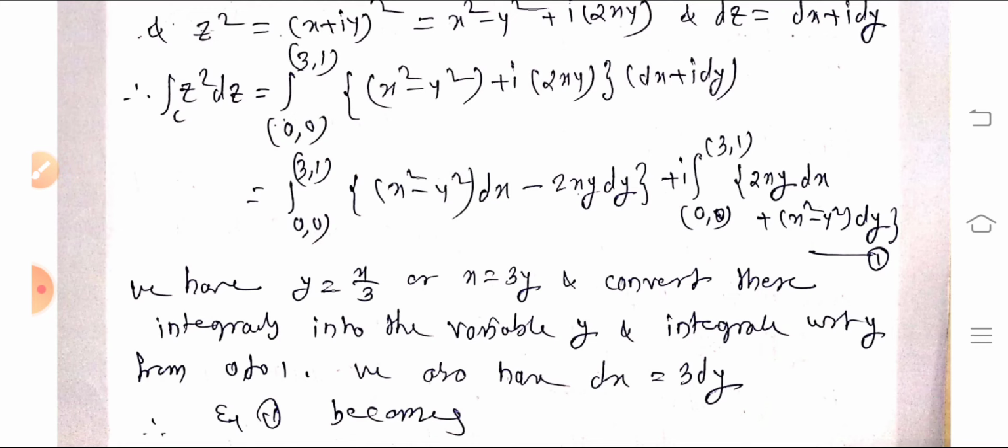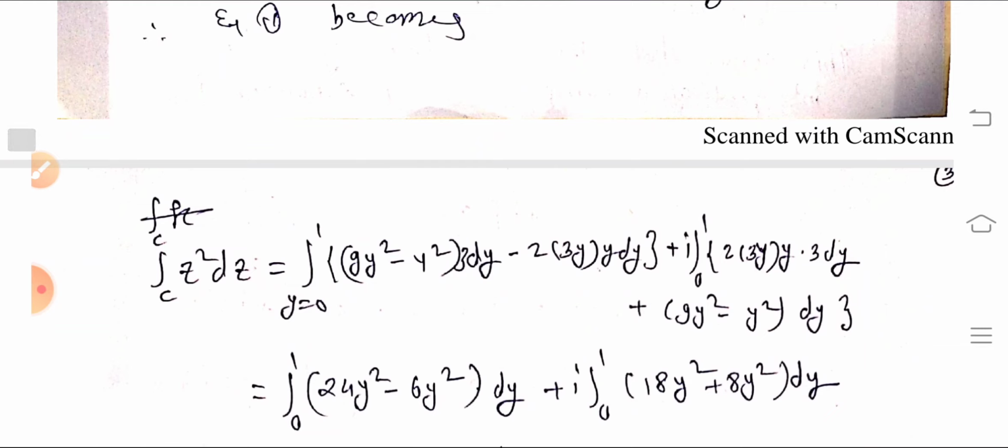Therefore, substituting all these values in equation 1, the integral over c of z square dz equals, y from 0 to 1, (9y square minus y square) into 3 dy. Since x square means 3y whole square, that is 9y square, minus y square, times dx equal to 3 dy, minus 2 into bracket x becomes 3y into y dy, plus i into bracket, 0 to 1, 2 into bracket x becomes 3y into y into dx is 3 dy, plus (9y square minus y square) dy. That is equal to the integral 0 to 1 of 24y square minus 6y square dy, plus i into bracket, 0 to 1, 18y square plus 8y square dy.